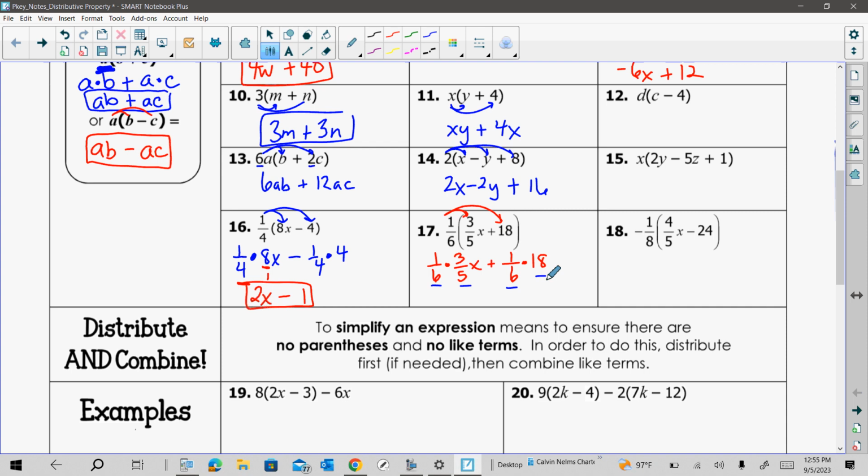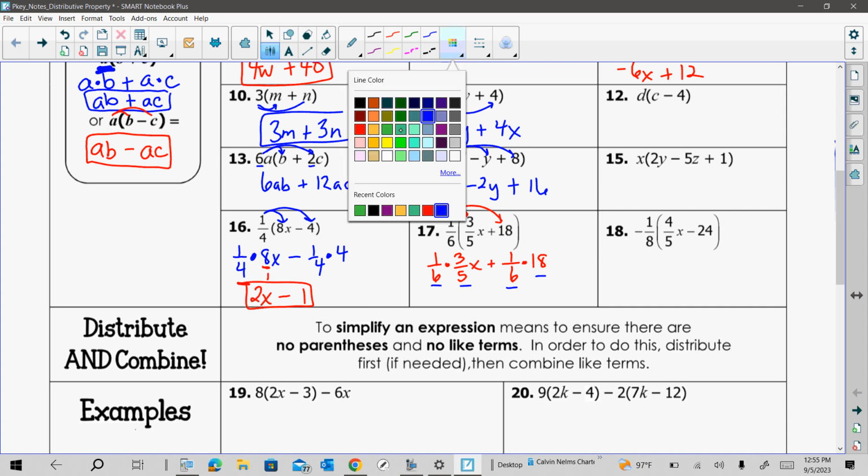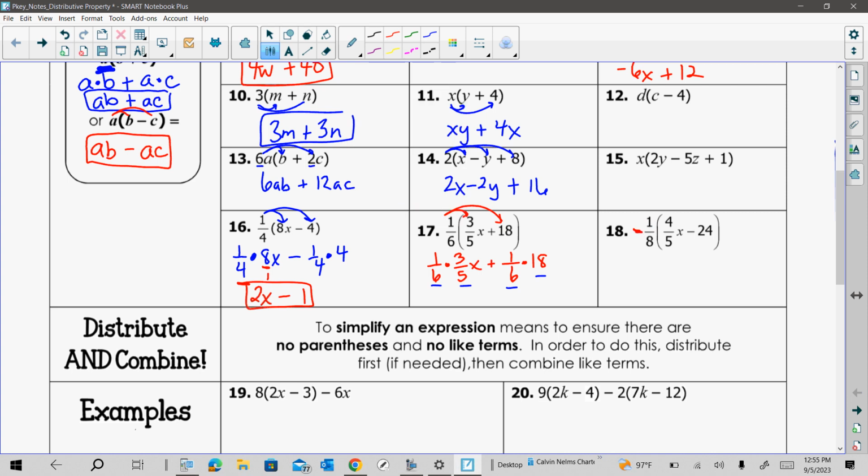On 18, don't forget your sign, because this is a negative 1/8. So my negative 1/8 is getting multiplied by that 4/5 x, and then my negative 1/8 is getting multiplied by this negative 24.